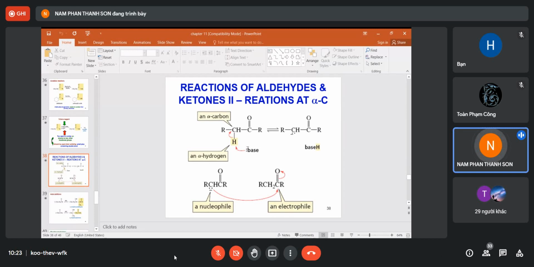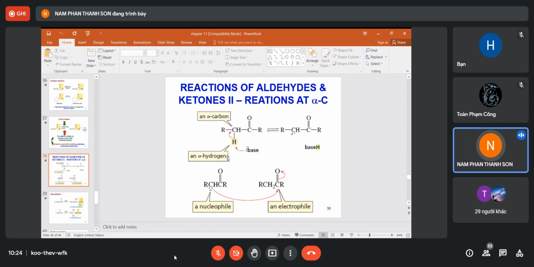Now this is the second part of aldehyde and ketone: the reactions at the alpha carbon. Look at the structure of the aldehyde or ketone. C double bond O is electron withdrawing, so electrons will move from the hydrogen to this carbon. So this proton, this hydrogen, is a little bit acidic.